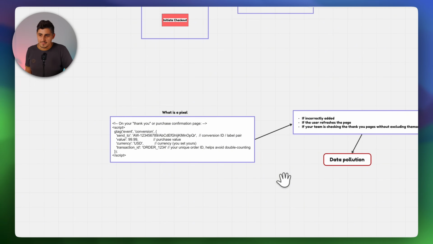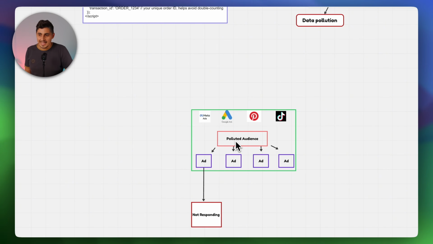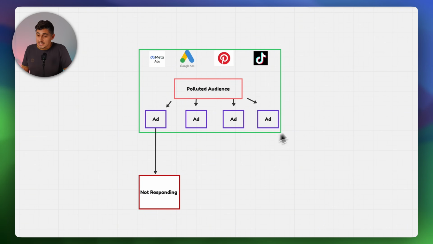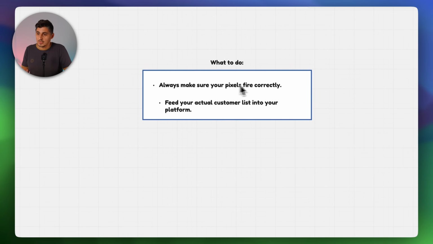Then obviously if the source of data is polluted, then you're going to have a polluted audience. You're going to show ads to the wrong people. They will not respond, and then your campaign is not working out. To avoid this, there are a couple of things that you can do. The first one is to make sure that your pixels fire correctly. If you're not technical, you may want to hire someone to help you figure out if your pixels fire correctly, because if you don't, you're going to waste a lot of money showing your ads to the wrong people.